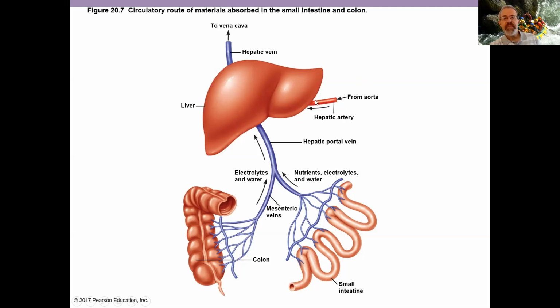The aorta carries the oxygen-rich blood.